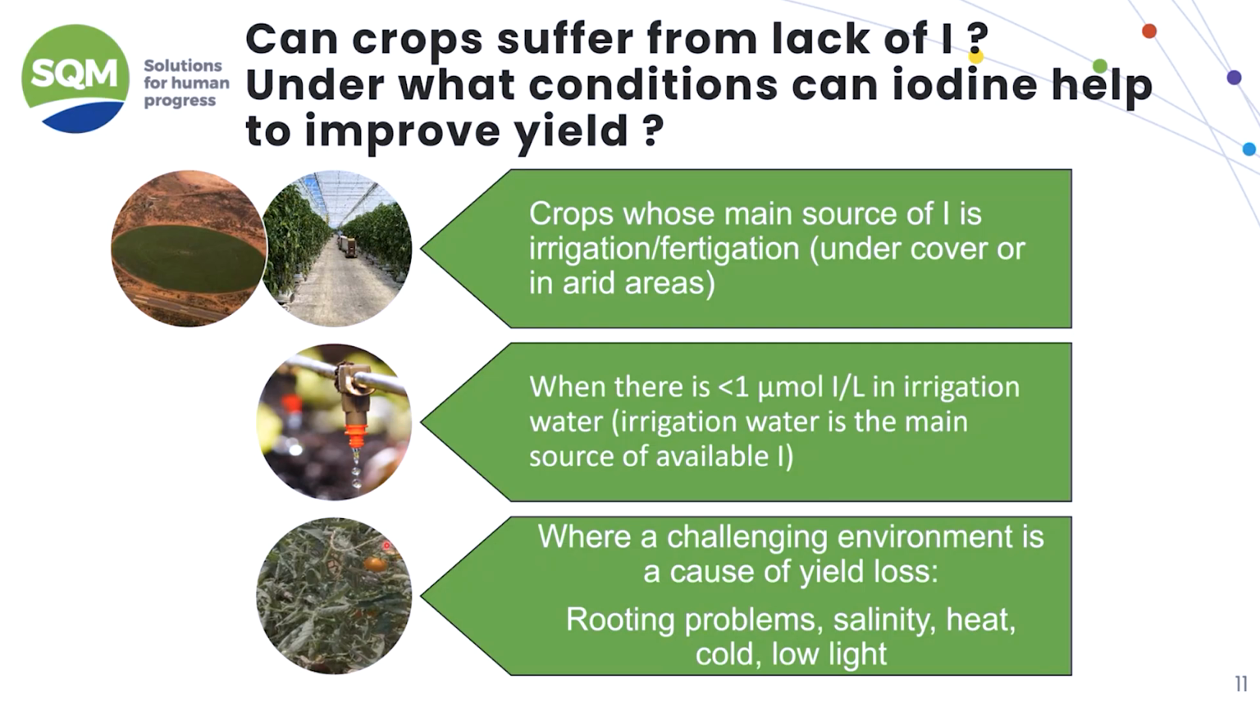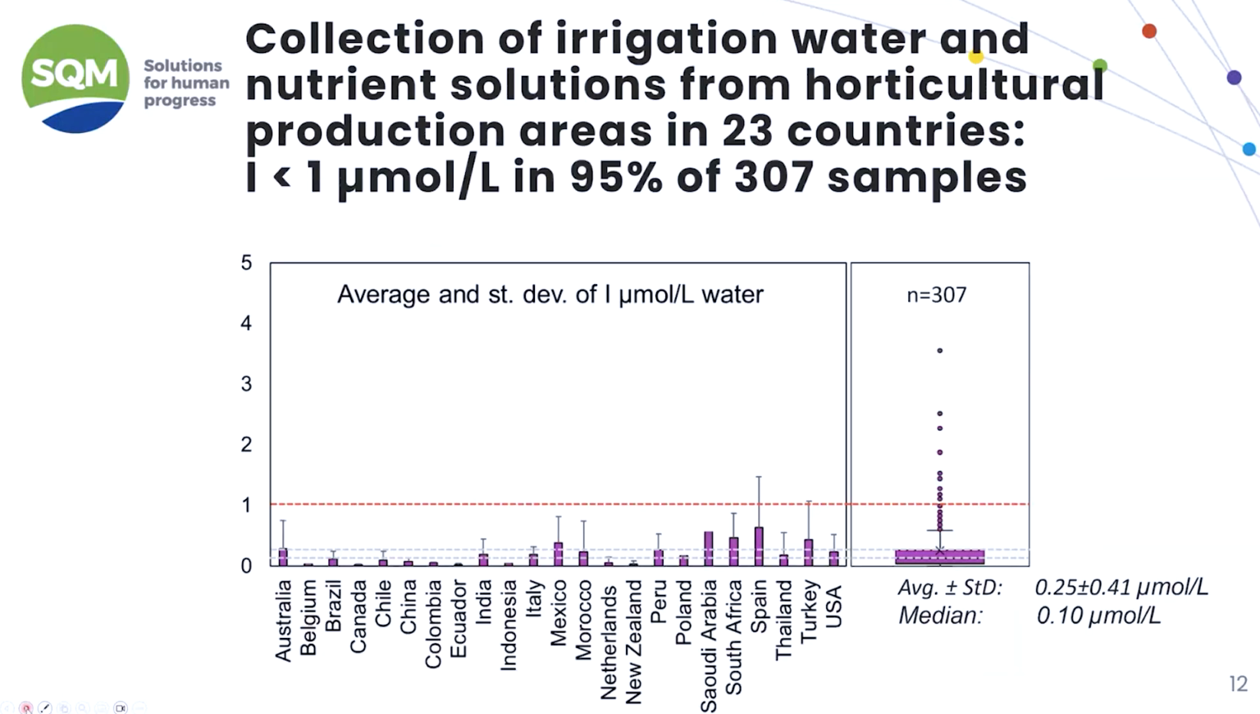And this gets more important when you have some stress on the crop. When you have a crop that is really doing very, very well, it will not be easy to spot a detrimental effect of a lack of iodine. So you will not see easily a beneficial effect of adding iodine, but you will see it when there is some environmental stress like heat or low light or salinity in your crop.